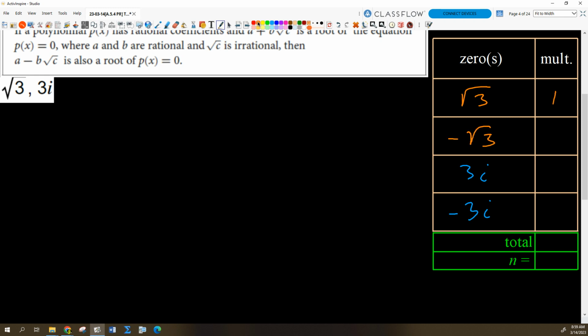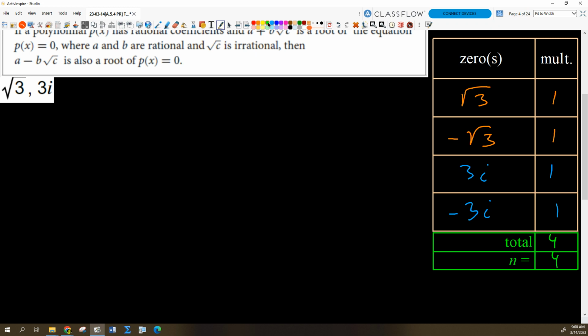Now, we want to build the minimum degree. So each of those we'll just say has a multiplicity of 1. There's no reason for us to make it any bigger, right? Which tells us that the smallest polynomial that we could build with those zeros is going to be a fourth degree polynomial, right?